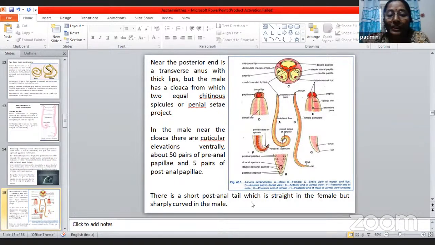There's a short post-anal tail, which is straight in a female. So it's just a straight end in a female, but sharply curved in a male. So that is again a difference over there.